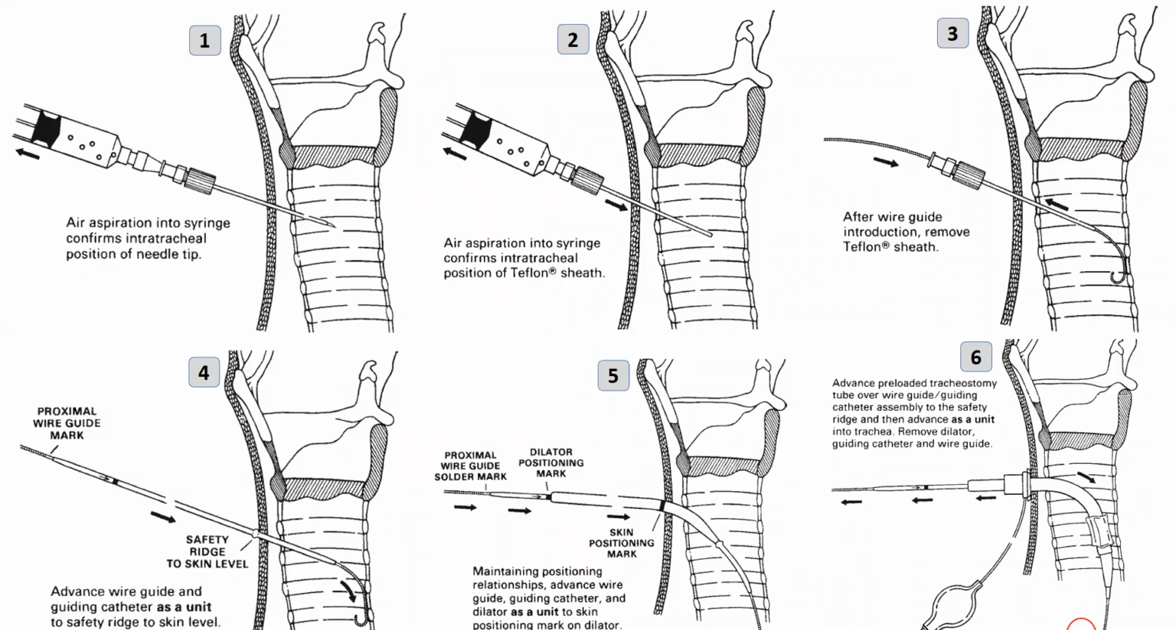Here, again, the same principles. It's the Seldinger technique. So you go with a needle, then a catheter, then a wire, then a dilator, then the tracheostomy tube.